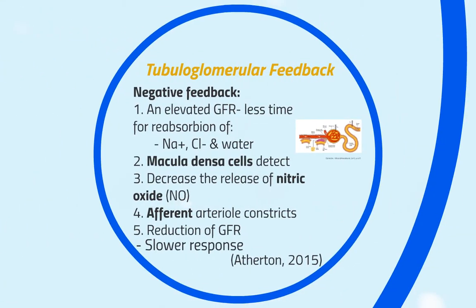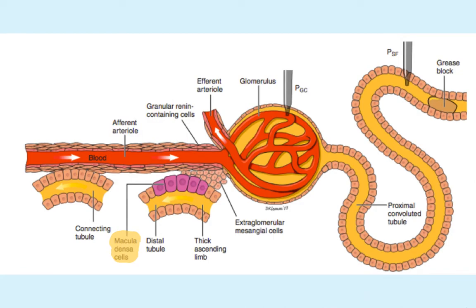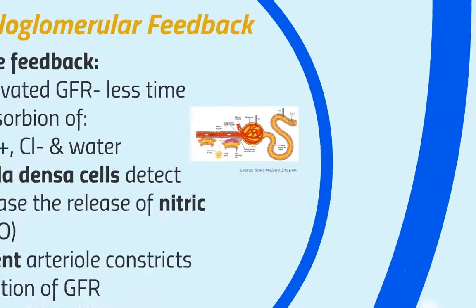Tubular glomerular feedback is a negative feedback loop, so any increase in GFR reduces the time for reabsorption of sodium, chlorine and water. The macula densa cells in the renal tubules detect these increased levels, therefore decreasing the release of nitric oxide, which is responsible for vasodilation. A reduction of nitric oxide causes the afferent arteriole to constrict, decreasing blood flow and GFR, and again the opposite will happen with a low blood pressure. Here you can see the macula densa cells highlighted in yellow.